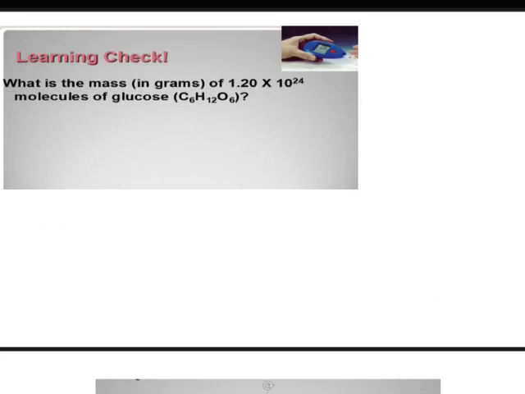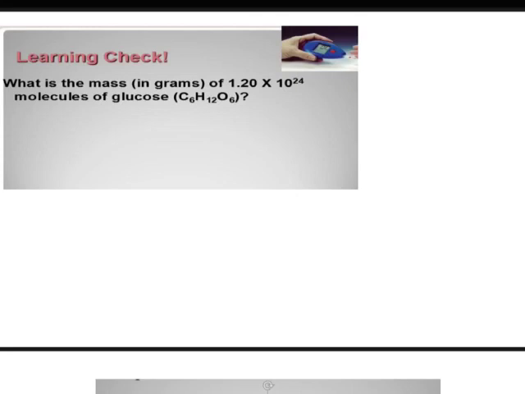Hi y'all, so you need your calculator and a periodic table, and what we're going to do is walk through how to solve this problem. So let's just go ahead and read it. It says, what is the mass in grams of 1.20 times 10 to the 24 molecules of glucose?